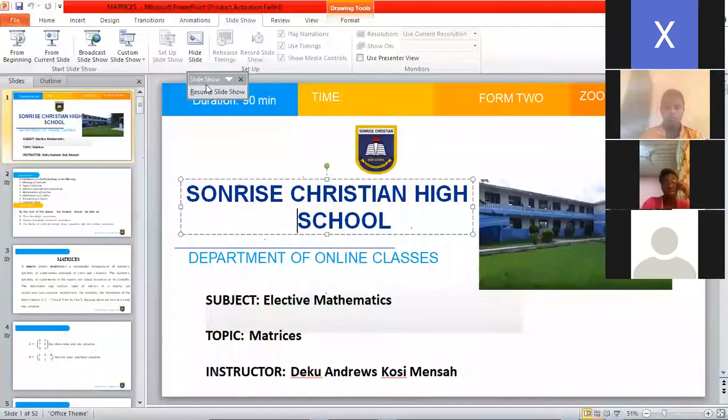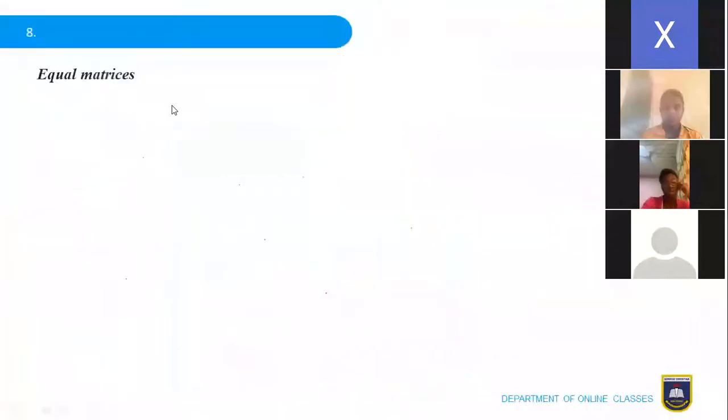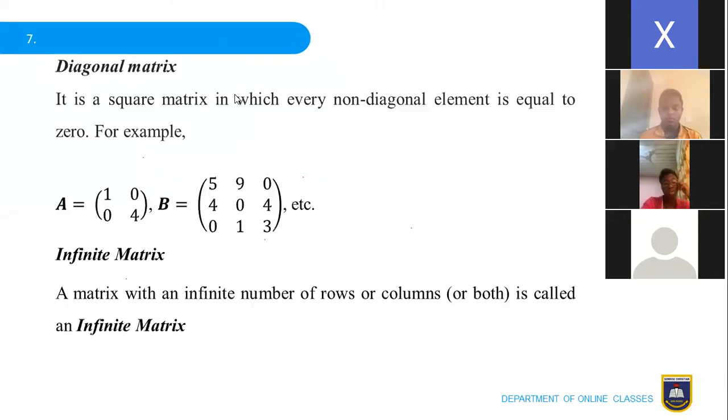Equal matrices. Okay. Seke Benoni, your hand is up. Sir, please, I'm not done copying the infinite matrix. All right, I hear you. Quickly copy that and let's move.